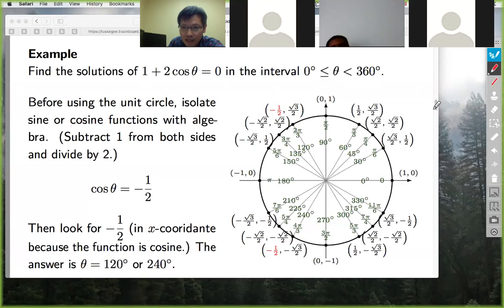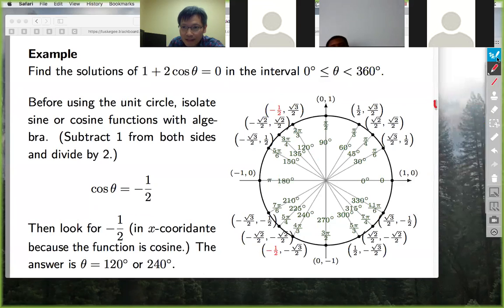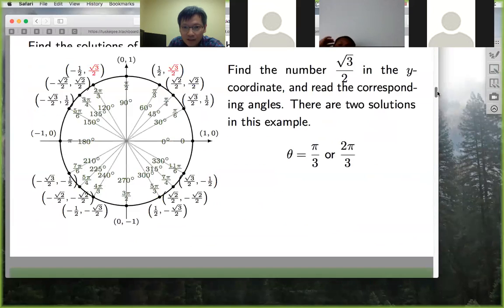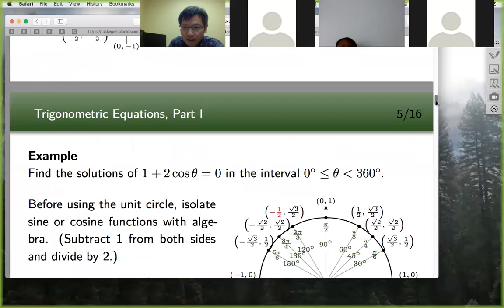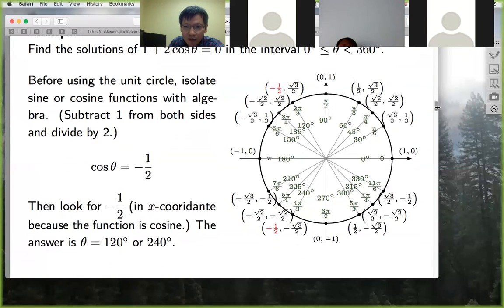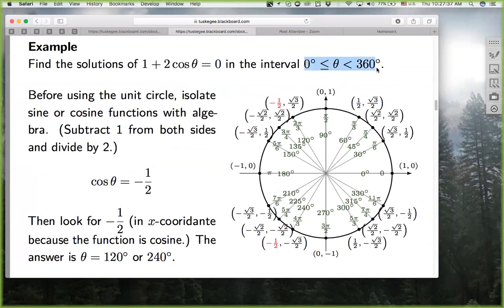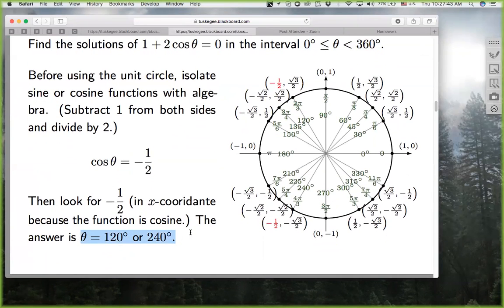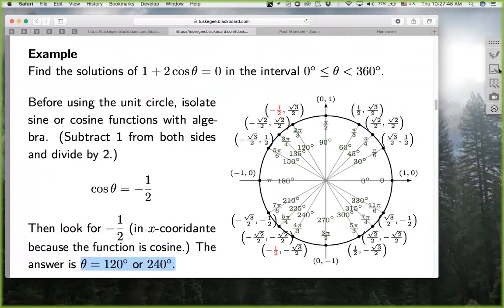Okay, if the question asks you to find the angles in radians, 2 pi, that's the radian value, you answer using the radian values. And if the question asks you to find the solutions using degrees, you answer the angles in degrees. Okay? Any questions using these unit circles?